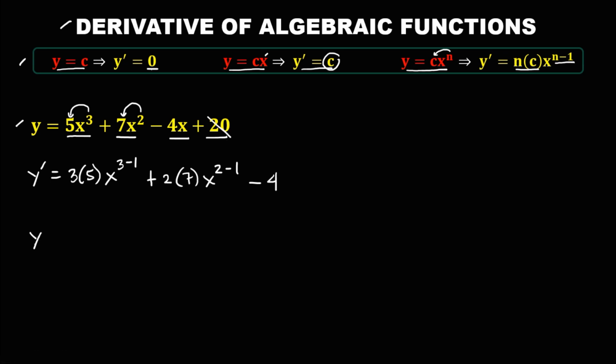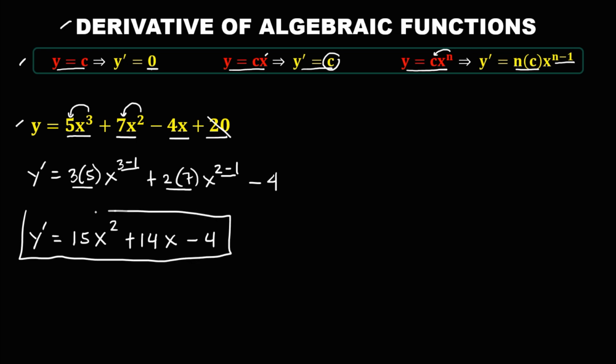Then to simplify, we have y prime equals this 3 times 5, that's 15, then x to the power 2, then plus 2 times 7, that's 14, then x to the power 1 or just x. Then bring down negative 4. So this is now the derivative.